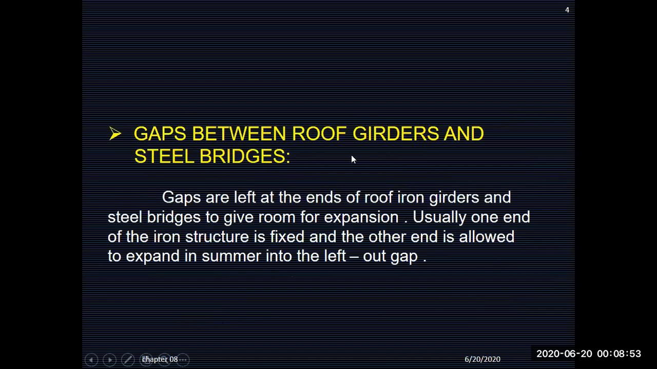Gaps between roof girders and steel bridges. These are examples where expansion takes place. To make the expansion easier, gaps are left at the ends of the roof iron girders and steel bridges, to give room for expansion. Usually one end of the iron structure is fixed, and the other is allowed to expand in summer into the gap. The fixed side remains as it is, but the free side is able to expand. This is one of the main benefits of leaving the gaps.